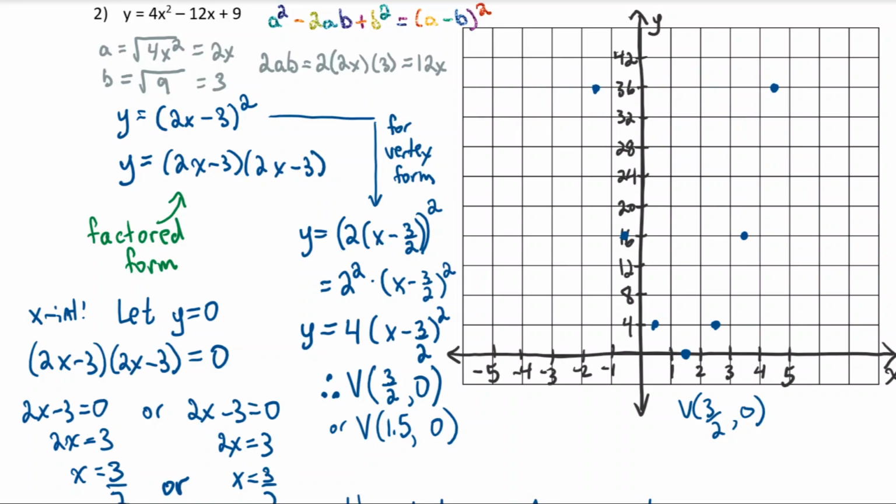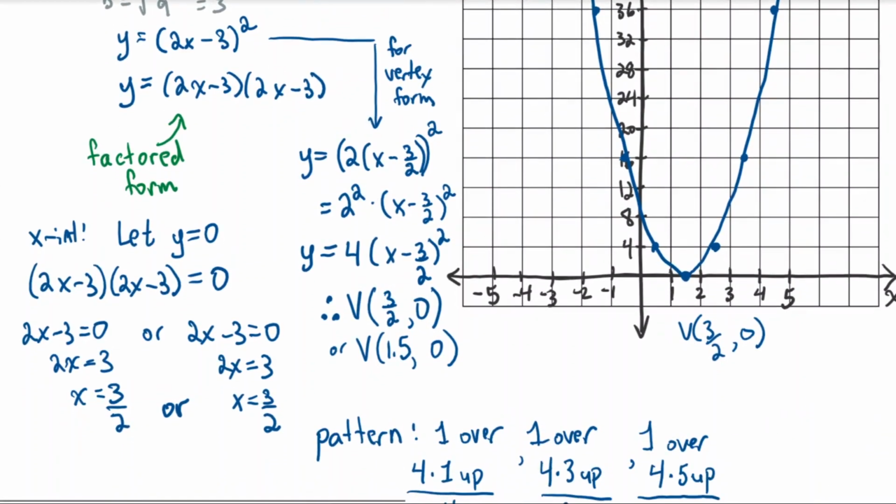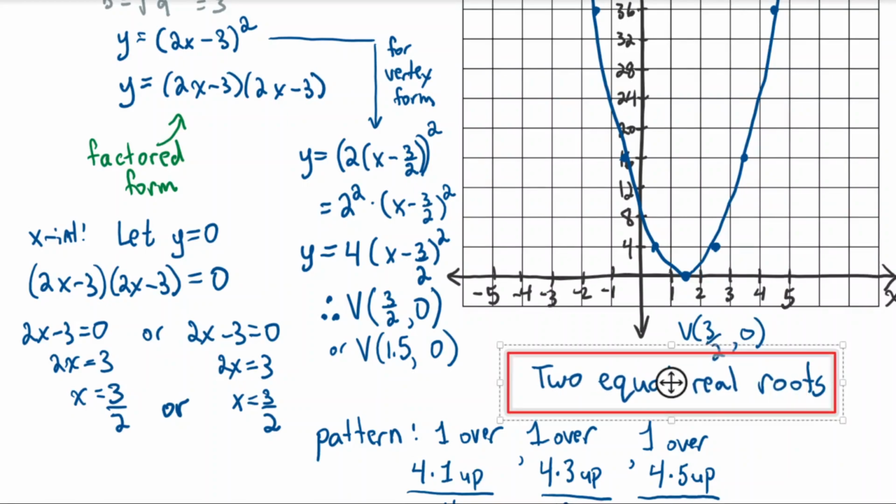Now this question, once again, was concerned with how many roots we have. How many x-intercepts do we have? You can see here that we only have 1. But we don't just say 1 root, because as you see here, we've got 2 x-intercepts. They just happen to be the same thing. So what we say is 2 equal real roots. That is our final answer. After all that work, that's it. We don't want to do this.